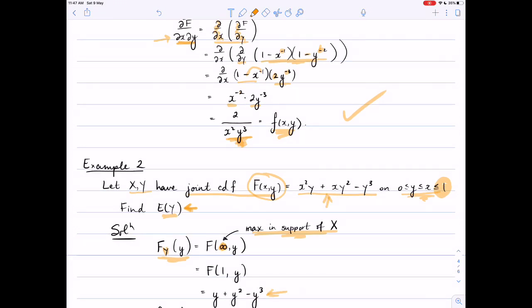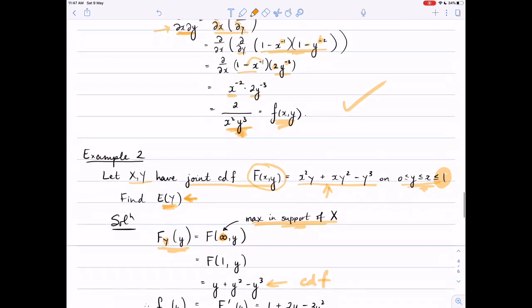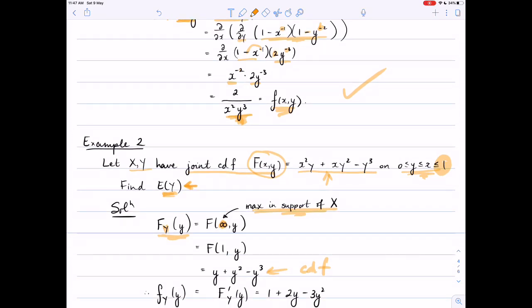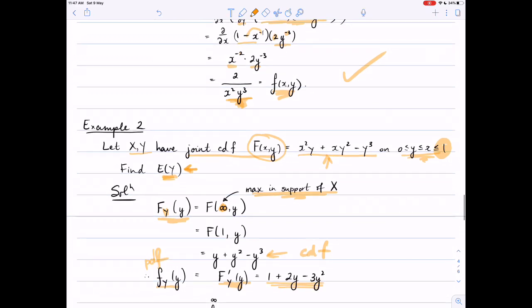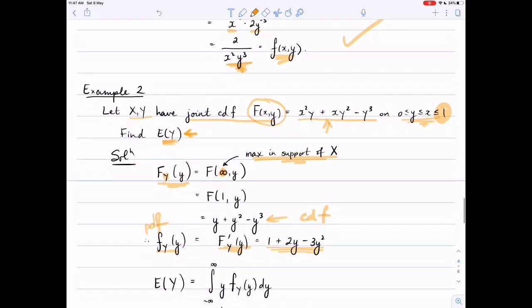Now that is a CDF. That is not what you need to find the expected value. You need the PDF. So how do you find that? The marginal PDF of y is the derivative of its CDF. We've used that a couple times throughout the course, and so if you take the derivative of the marginal CDF, you get this. Now you've got the PDF for y, and if you want the expected value of y, now you can use the expected value formula with the PDF.